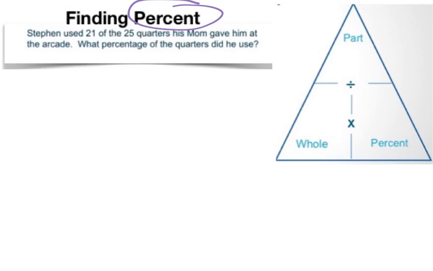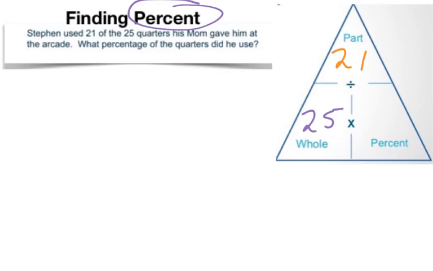This is probably the most common calculation we make with percent, part, whole: finding a percent. You do this when you get a test grade, for instance. So if he used 21 out of 25, what do these numbers represent in the triangle? Well, 25 is the whole value. That's the total number of quarters that he had. And he used 21 of them, so 21 is the part. So then how do we figure this out? What method do we use?